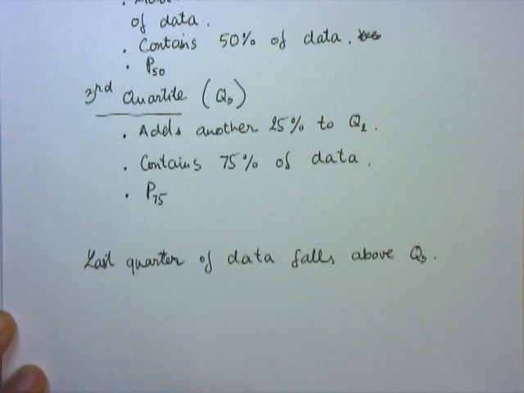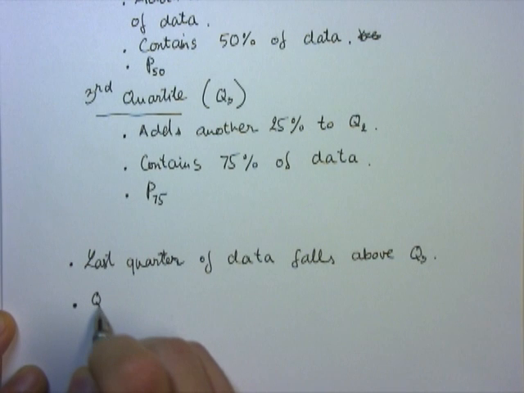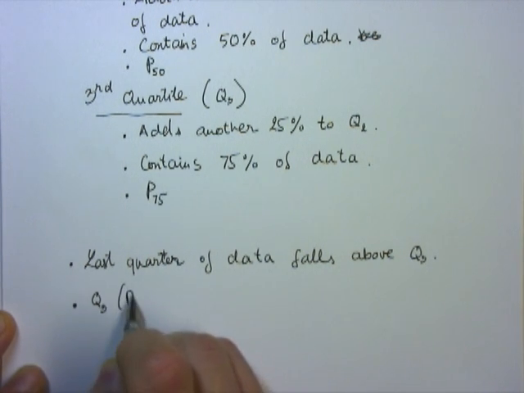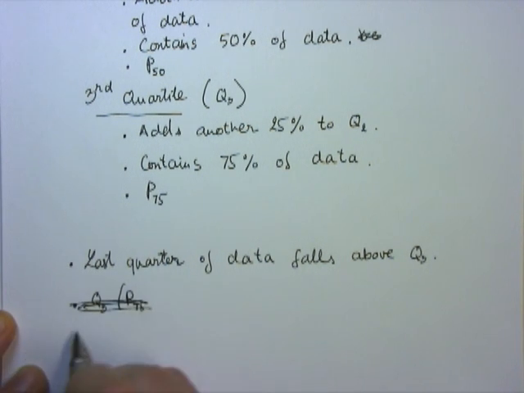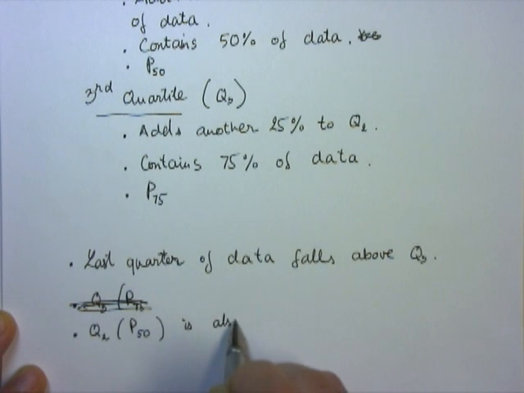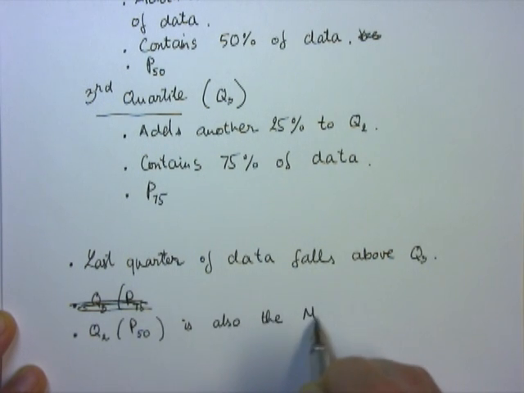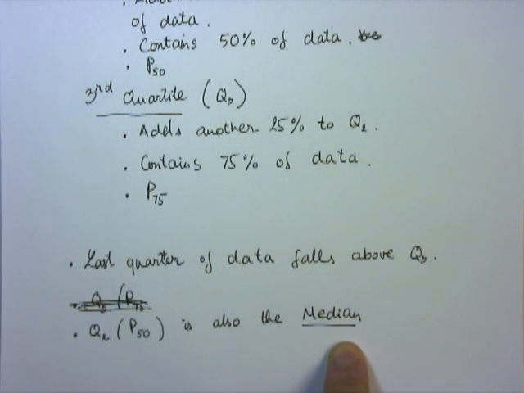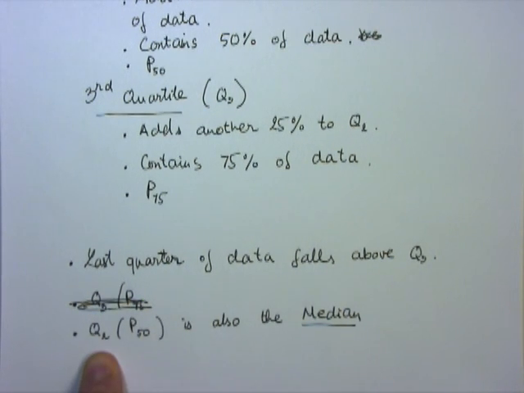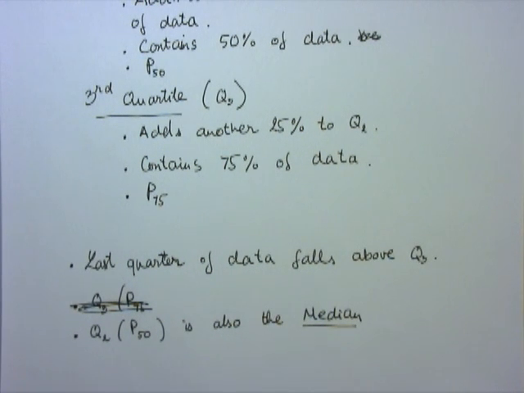And another point to be addressed here is that the second quartile, or we can call that the 50th percentile, is also the median. Because the median is the middle center, or in other words, it's the 50th percentile. And now in the concept of a quartile, the median is Q2, the second quartile.